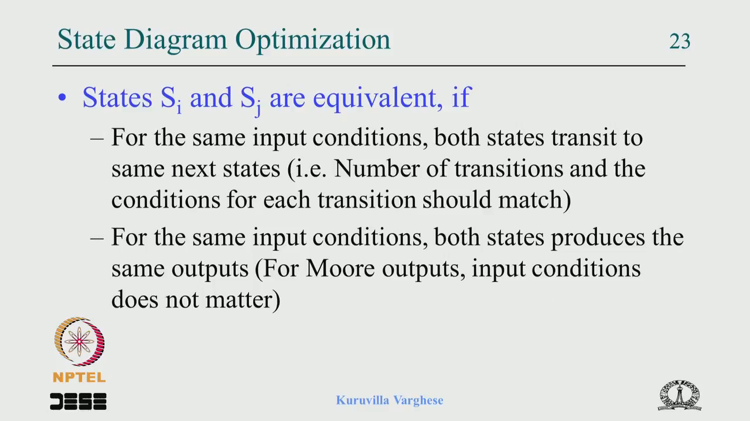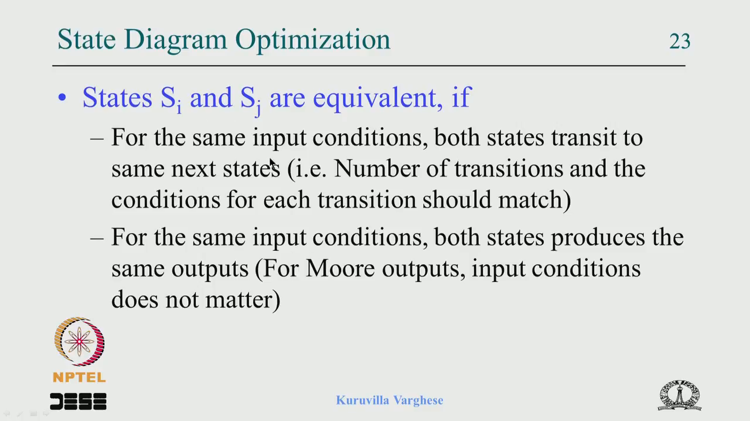With Moore output we do not decode the input, so only the present state matters. So then we can say Si and Sj are equivalent if both states transit to the same next state for the same condition. All the transitions, all the conditions should match. These two should produce the same output for exactly the same input condition, if it is Mealy; if it is Moore, just the same output.